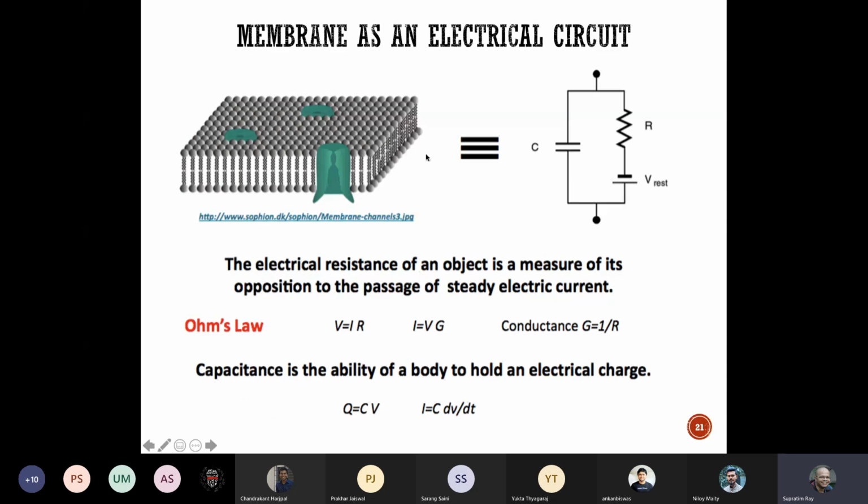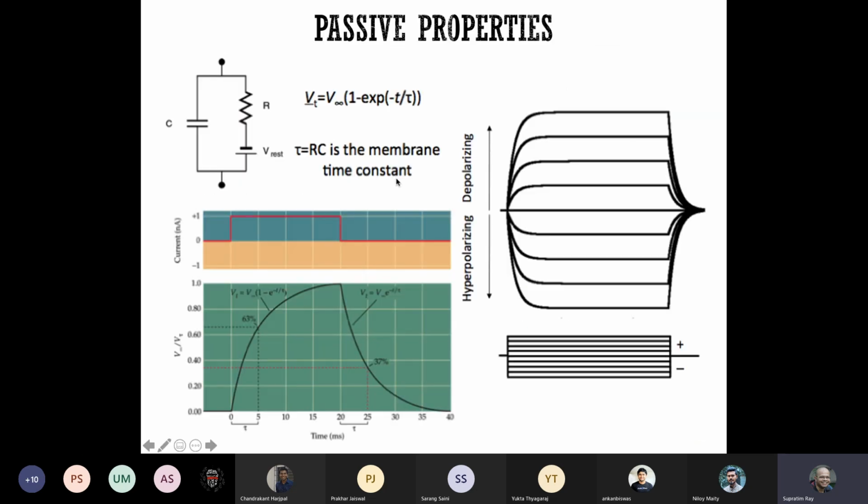And then we talked about the fact that there's a capacitor as well. So in a passive condition, the cell just behaves like a simple RC circuit, which causes it to charge and discharge in an exponential fashion if you inject some current in it. This was the first class, where we talked about passive properties.